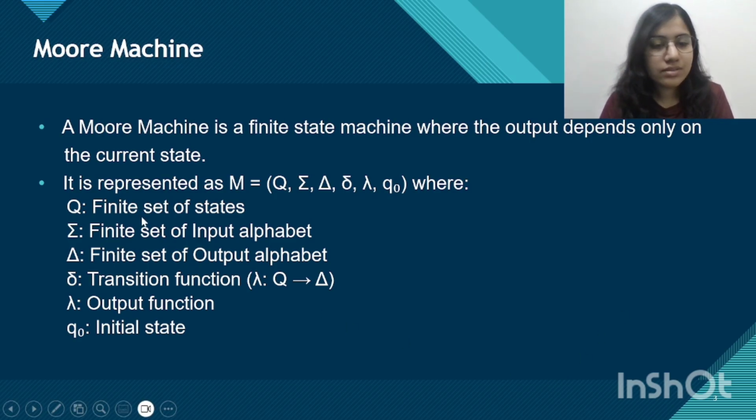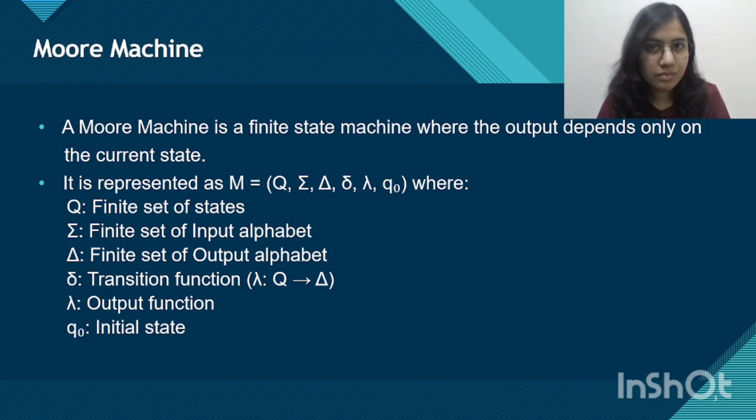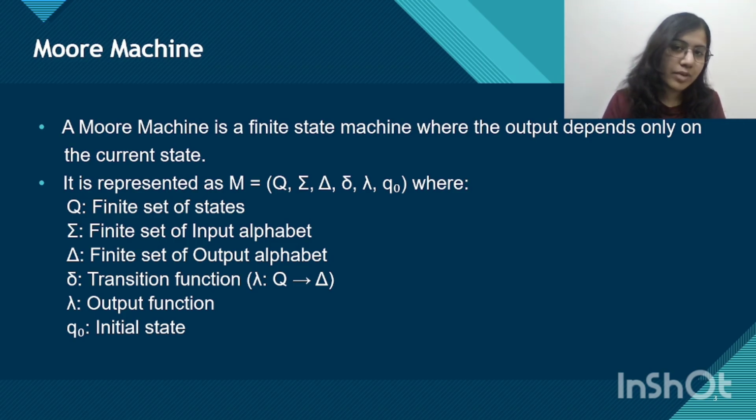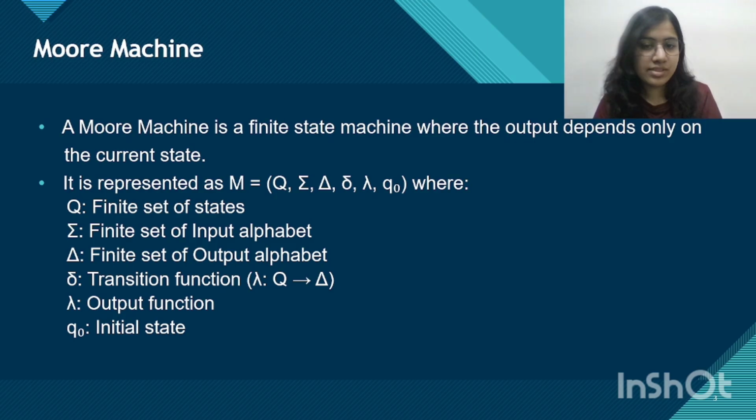Here, Q represents the finite set of states, that is Q0, Q1 up to Qn, the number of states we can have in our Moore machine. Sigma stands for the finite set of input alphabet, that is the input string which will be given by the user. It can be either A, B, C, D or 0 or 1 as well. Same goes for the finite set of output alphabets. It can be A, B or 0 and 1, ranging from any alphabets to number representations.